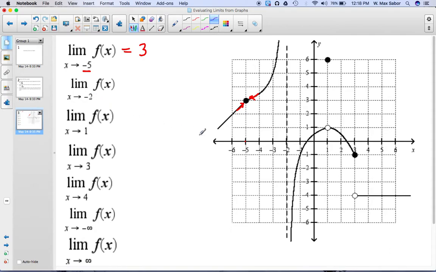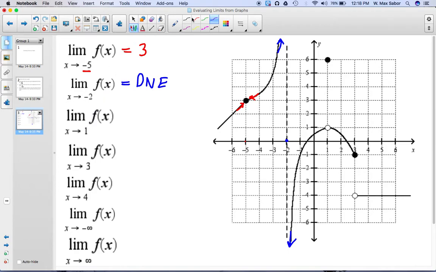Now let's look at -2. Here is the x-coordinate of -2. There, it approaches infinity. There, it approaches -infinity. So we would say that this does not exist. DNE is usually how I abbreviate does not exist, because one of the limits is +infinity, the other limit is -infinity. Typically, asymptotes will represent a limit that does not exist at a particular x-coordinate.